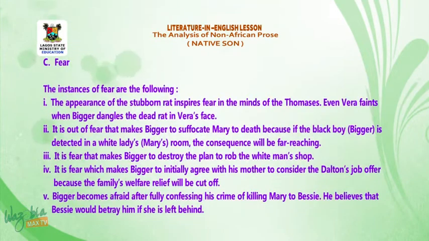C. Another theme is fear. The instances of fear are the following. 1. The appearances of the stubborn rat inspire fear in the minds of the Thomases. Even Vera faints when Bigger dangles the dead rat in Pharaoh's face. 2. It is fear that makes Bigger suffocate Mary to death, because if the black boy, that is Bigger, is detected in a white lady's, that is Mary's, room, the consequence will be far reaching.